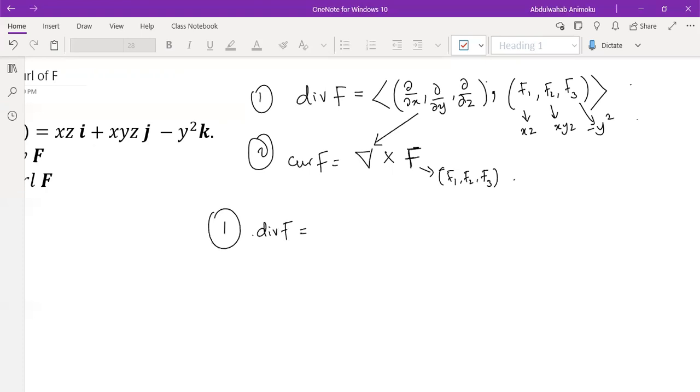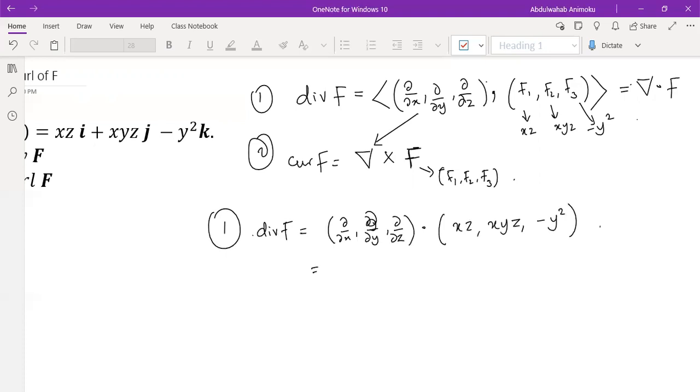Now this is quite easy. Like I said, you can look at it as the dot product of this grad operator with f, which is the inner product of the grad operator and the components of the function. So it depends on how you want to operate this. So let's call it the dot product, which is d dx, d dy, and d dz, dot product with f1, which is xz, f2, xyz, and f3, minus y squared.